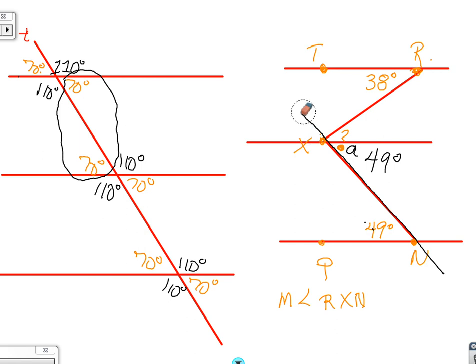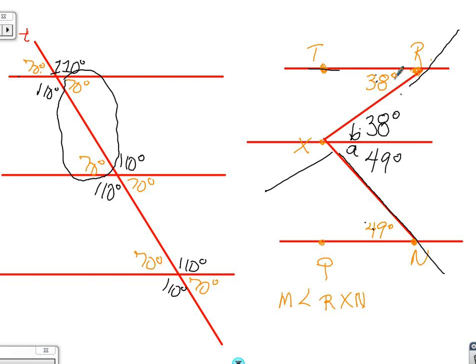And we're also going to look at the top of this line, where we have two parallel lines here and here being cut by this transversal. The top part of this angle, which we'll call angle B, is going to be congruent to angle TRX, which is 38 degrees. So angle B here is congruent to 38 degrees. So we're going to say that angle B is also 38 degrees.